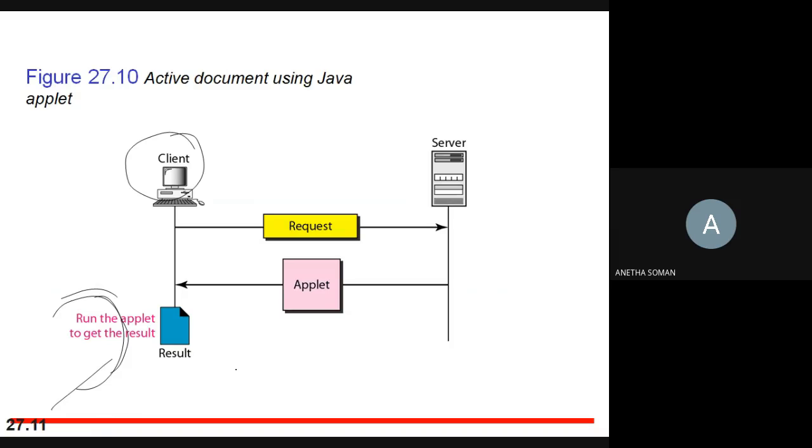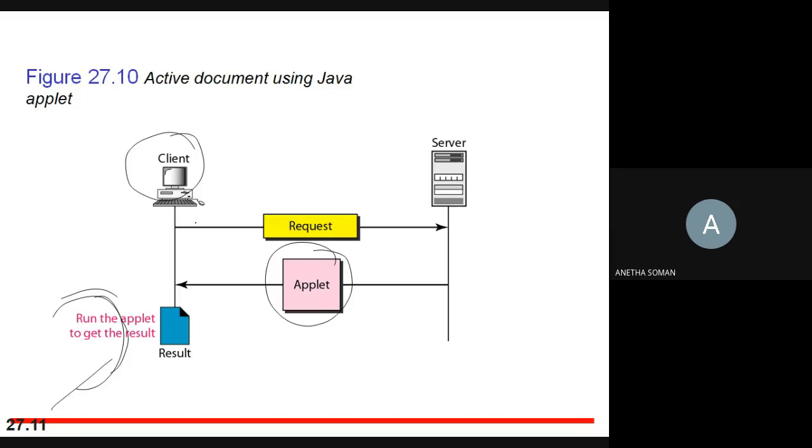Now if you want to create an active document, that is mainly done with Java applets. It allows the programmer to write an active document and the browser can run it. So active documents are the documents that are run on the client side. You want to obtain the result at the client side, so they are called active documents.